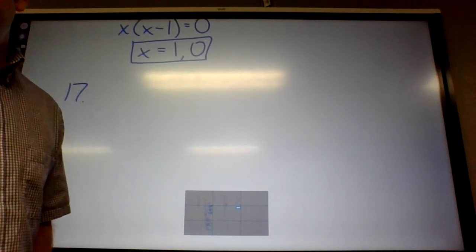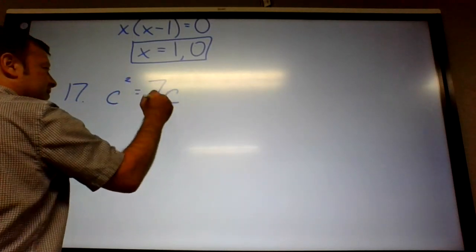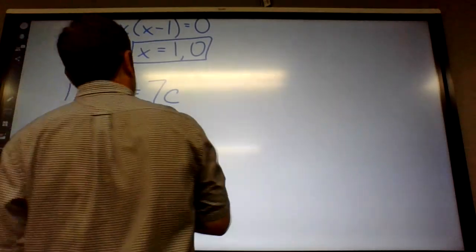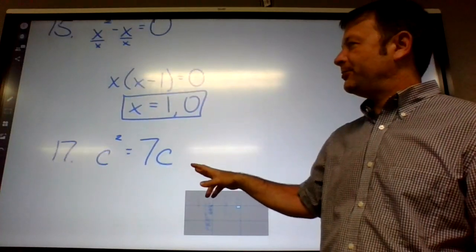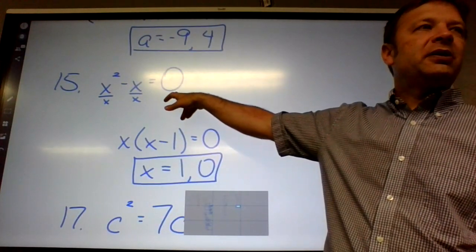Okay, 17. Something is different on 17 though. What is different on this one from every other problem we've done today? It's 7c, and it says it equals 0? No. Does anybody know what the difference is between this and every other problem? There's no 0 on the right side. Okay, listen.